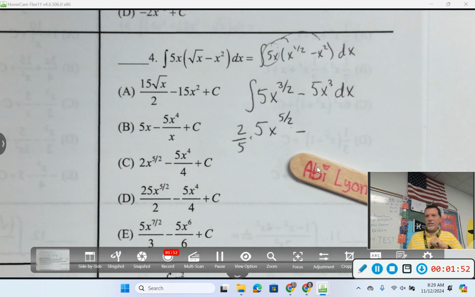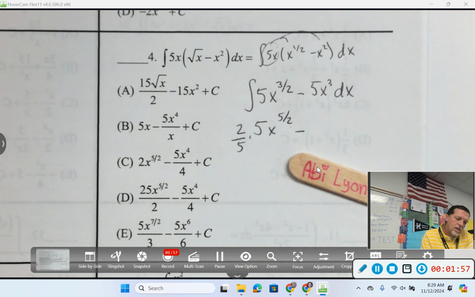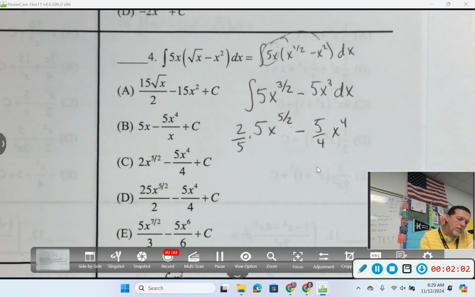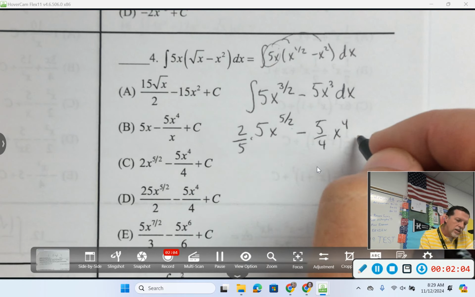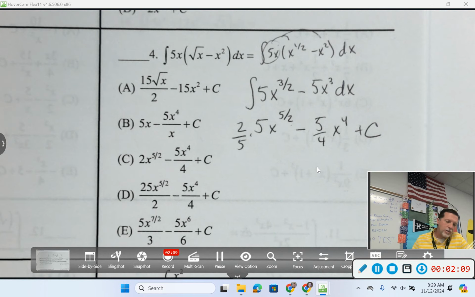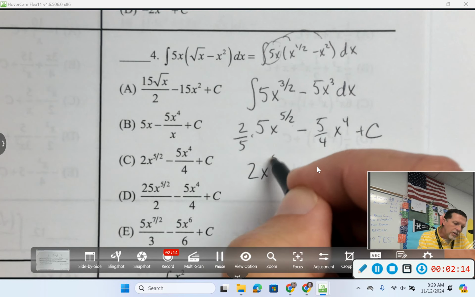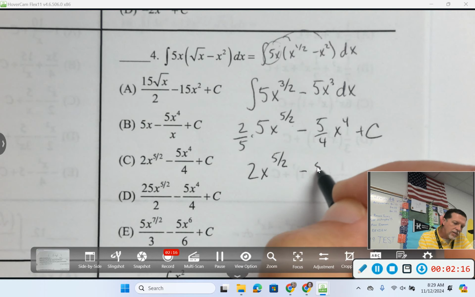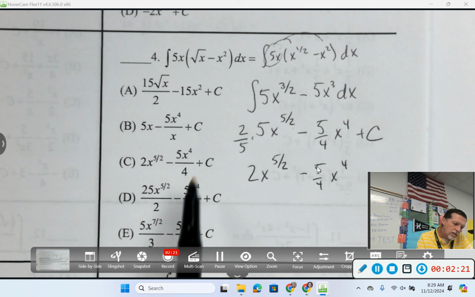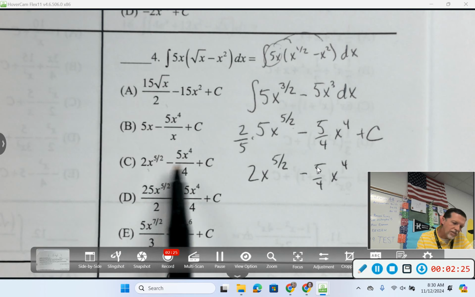Abby, how about the antiderivative of 5x cubed? Good. Increase the power by 1, divide by the new power. Obviously, you're not going to forget the plus c if it's multiple choice, and they've all got a plus c on them. A little bit of cleanup. 2x to the 5/2 minus 5/4 x to the 4th. There's 5/2. 2x to the 5/2. There it is. Answer C.